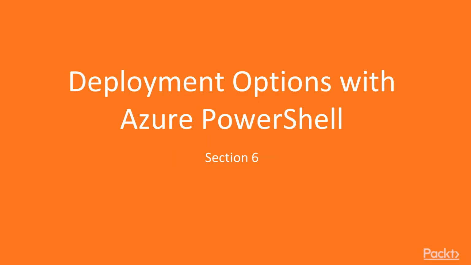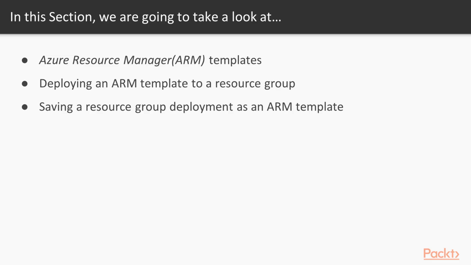Welcome to the section Deployment Options with Azure PowerShell. In this section, we're going to cover Azure Resource Manager templates. I'll show you how to deploy an ARM template to a resource group, and then how to save a resource group deployment as an ARM template.